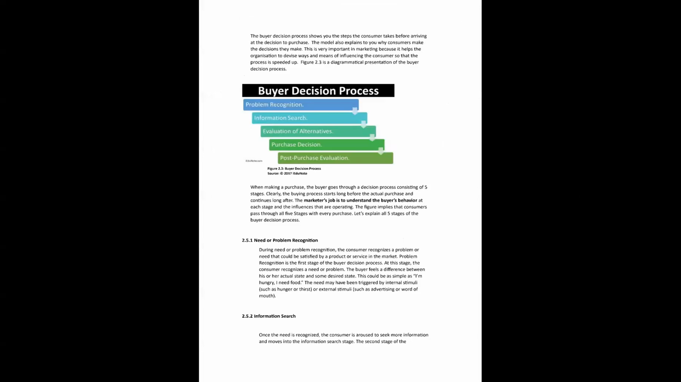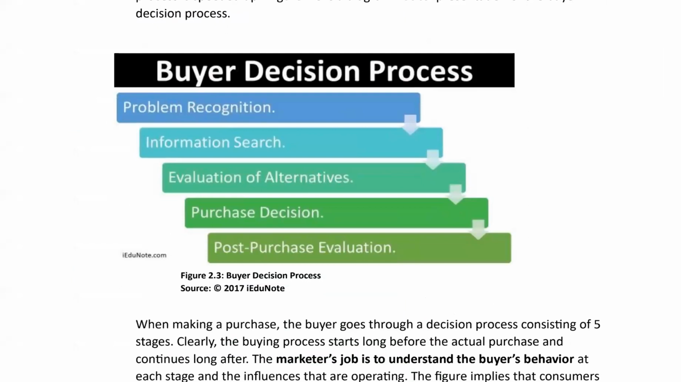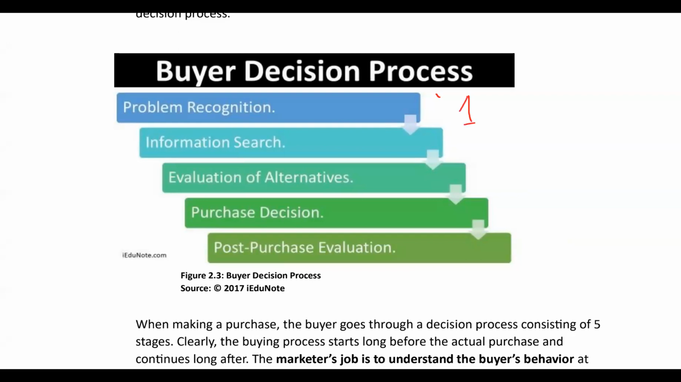The buying decision process is also very important to be understood as we draw closer. The buying decision process does start with number one, problem recognition. This is the first step in the buying process. Number one, problem recognition, number two, information search, number three, evaluation of alternatives, number four, purchase decision, and number five, post-purchase evaluation. There are actually five stages involved in the buyer decision process.